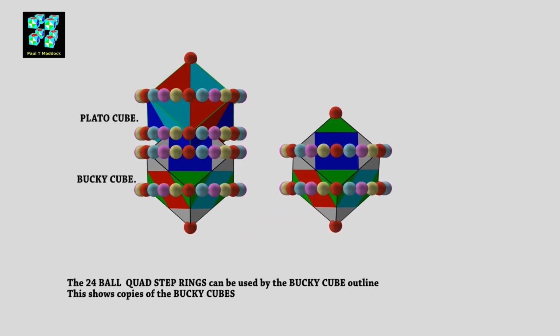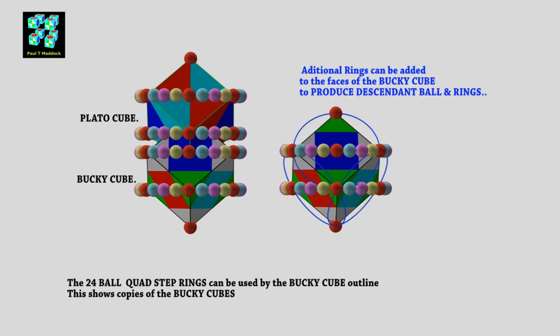Now what I've done is that working in 3 dimension, I've drawn circles around the faces of the Bucky cube. Now each one of these rings around the faces of the cube pass through the center of the balls of the quad step rings. So now I'm only going to keep the balls on these secondary rings.